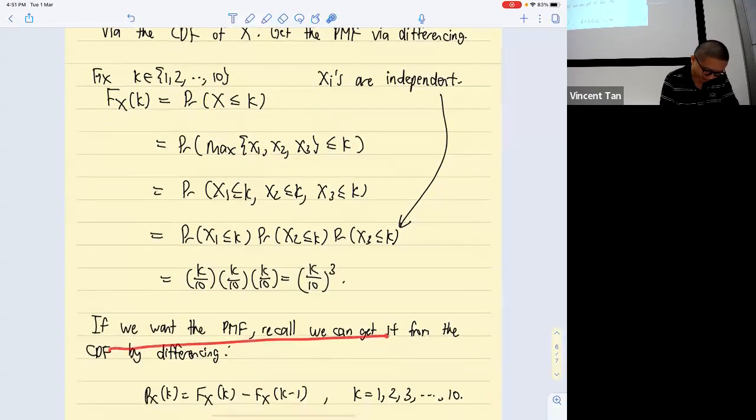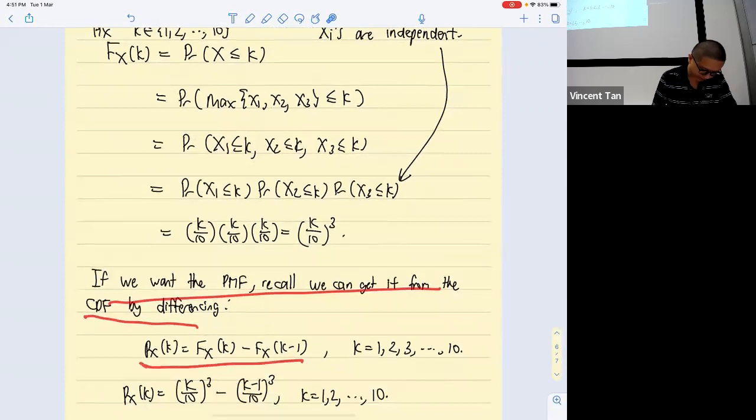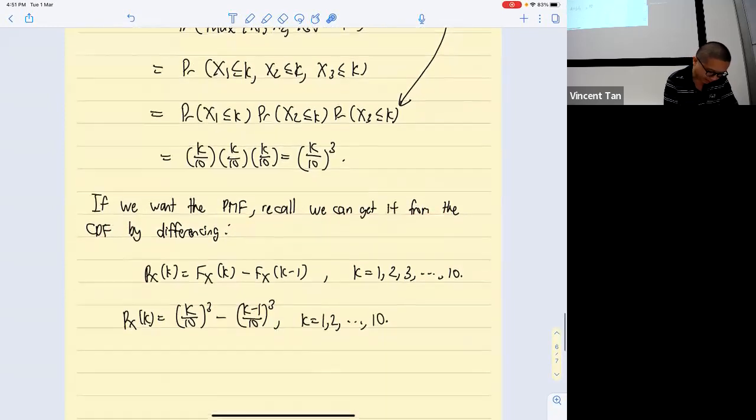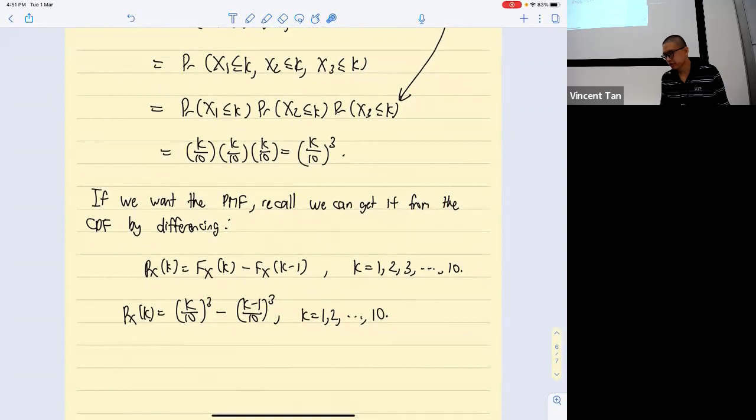Recall that if you want a PMF, we can get it from the CDF by differencing. This is the differencing formula. And so we can plug the numbers in as follows. Okay, so that's the way we do it.